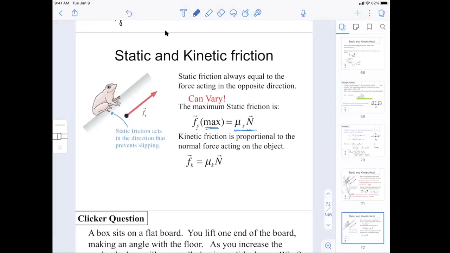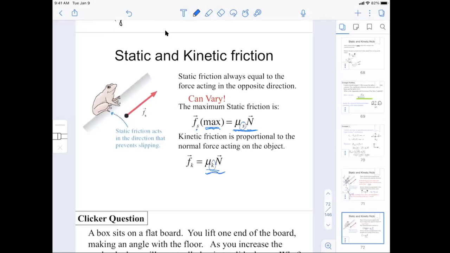This formula is exactly the same as this one. The only difference is when you're looking at the maximum value for your static friction, you use a different coefficient than your kinetic. It's slightly different for a surface, okay? But once you break this value, once you pull it really hard and it goes over the maximum value, the object starts moving. And once it starts moving, you're gonna have a kinetic friction, not the static friction, okay?